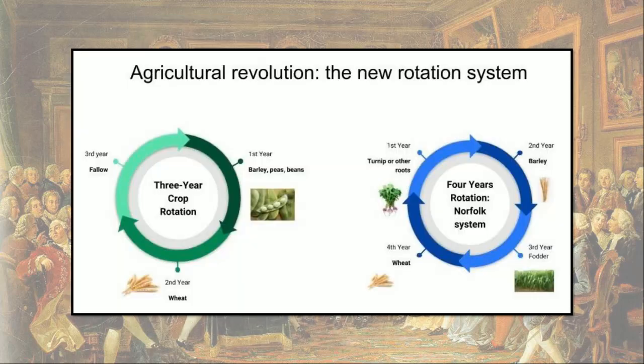Why, for example, did this happen? Because some of these agricultural improvements is the new rotation system, also known as the Norfolk system. By this system, it replaced the previous 3-year crop rotation. So 100% of the land is producing every year instead of 66% of the land, the 2/3.